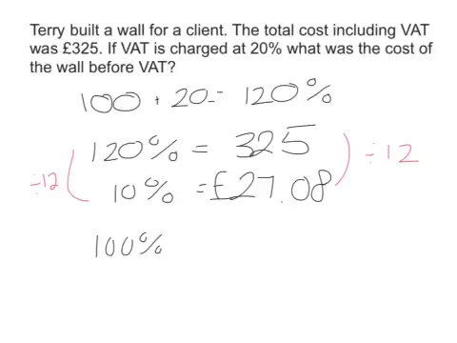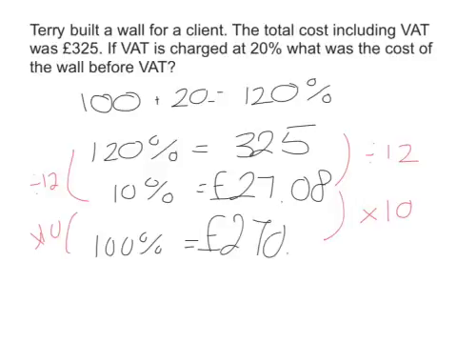And then now to take it to 100%, I'm going to multiply by 10. And the same here, multiplying by 10. So that's equal to £270.83. Now be aware as you're carrying out all these calculations that you don't clear your calculator. Just keep using the answer that the calculator generates for you.